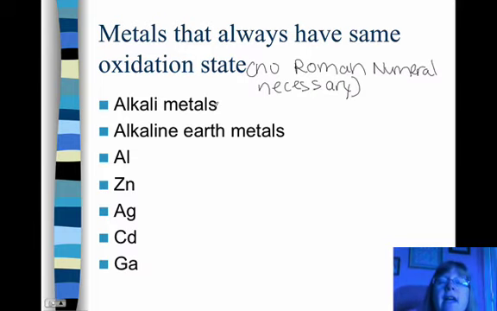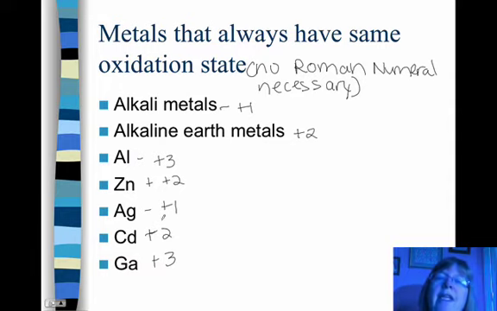The alkali metals, they are always +1. So sodium, you don't have to say sodium(I), it's just sodium. The alkaline earth metals, they always have a charge of +2, so you don't need to say calcium(II). It's always +2. Aluminum is always +3. Zinc is always +2. Silver is always +1. Cadmium is always +2. Gallium is always +3. So with all of these metals, it is not necessary to use a Roman numeral to indicate the charge on the metal. That's because they always have the same charge.